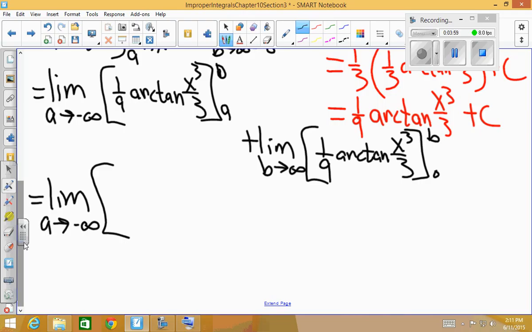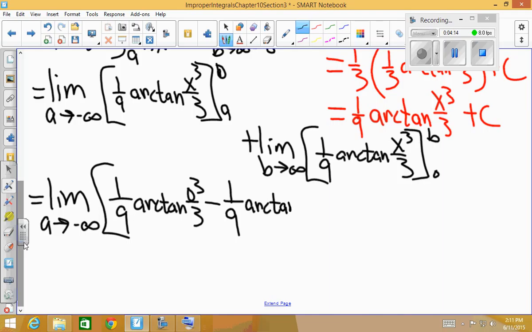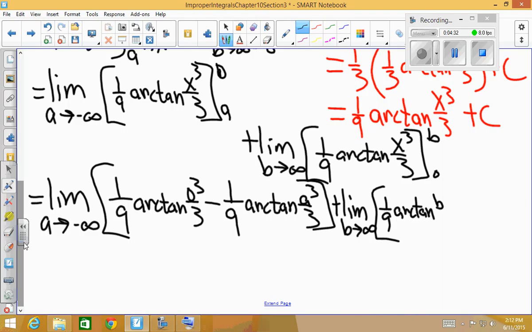We evaluate by putting in the upper limit of integration first, so 1/9 arctangent of 0 cubed over 3, and then we subtract and put in the lower limit of integration, 1/9 arctangent of a cubed over 3, plus, a similar thing over here, 1/9 arctangent of b cubed over 3 minus 1/9 arctangent of 0 cubed over 3.